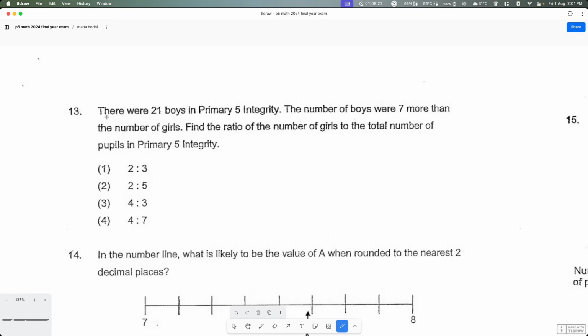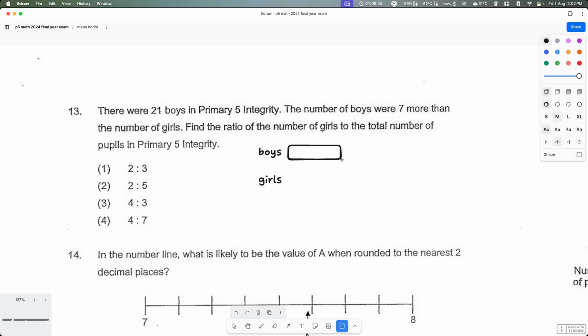It says here, there were 21 boys in Primary 5 Integrity. The number of boys were 7 more than the number of girls. Find the ratio of the number of girls to the number of pupils in Primary 5 Integrity. So in this case, if I were to just say boys, and then we have girls. Let me just space them out. If we were to draw a simple model, so boys, girls, and the boys were 7 more.